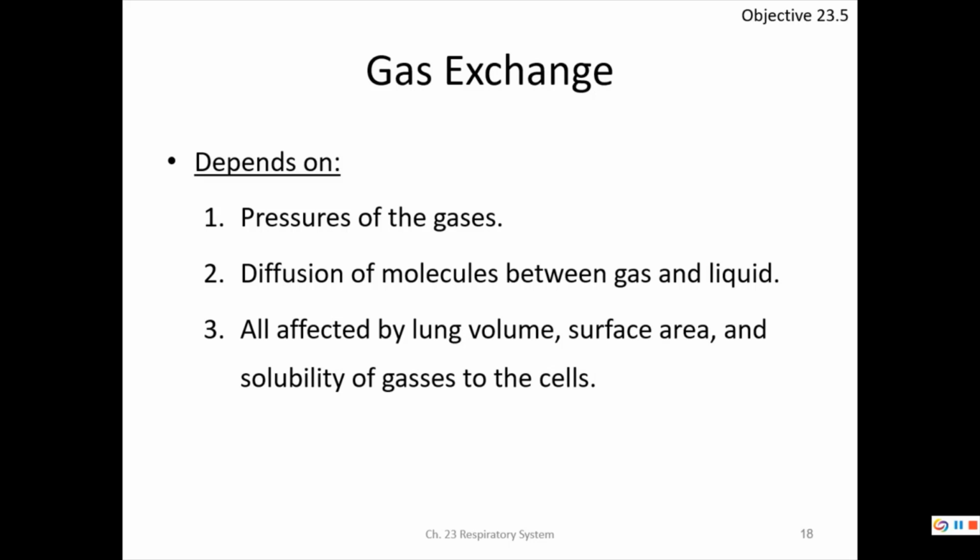Maybe we talk about the type 2 pneumocytes and how that might affect efficiency of gas exchange, reducing surface tension of water. Now, also, we have lung volumes. Now, for example, if somebody's suffering from emphysema, pneumonia, maybe caused by COVID-19, then this might reduce the amount of lung volume, the surface area of the lungs, and also the solubility of gases to those cells. So how effective is that?